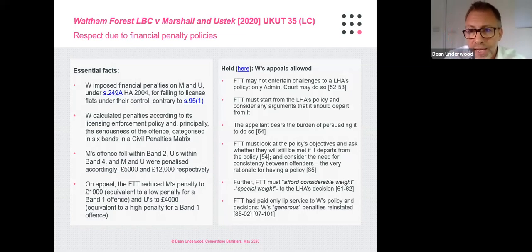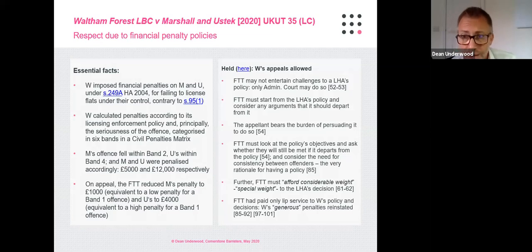We argued that in its decision, the first-tier tribunals in each case had failed to give proper respect to the local housing authority's policy or indeed to the decision they'd reached. In fact, they paid only lip service to the policies and actually ignored them ultimately in the decision that they'd come to. Now, the first-tier tribunal, it was held by the Upper Tribunal, was not entitled to entertain any kind of challenge to the local housing authority's policy in the context of a statutory appeal under Schedule 13A. If a challenge to the policy per se is to be made, that has to be done in the administrative court. And as far as the FTT's role is concerned, it had to start from the local housing authority's policy, and it should only depart from it in limited and special circumstances.